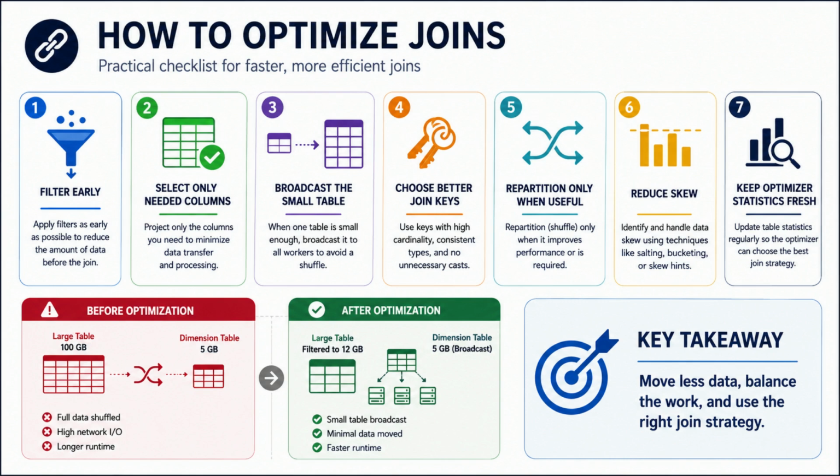Fifth, repartition only when useful. Repartitioning can help balance work, but it can also create extra shuffle. Sixth, reduce skew, using techniques like salting, bucketing, or skew hints when needed. Finally, keep optimizer statistics fresh so Spark can make better decisions. The best optimization is often reducing the data before the join happens.